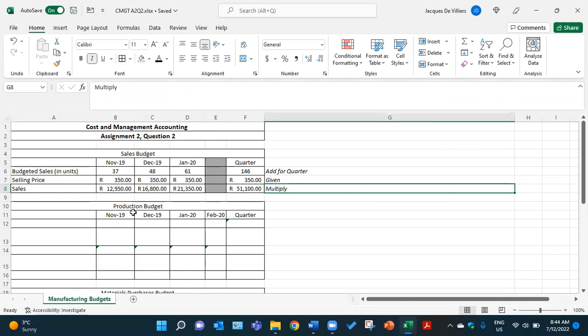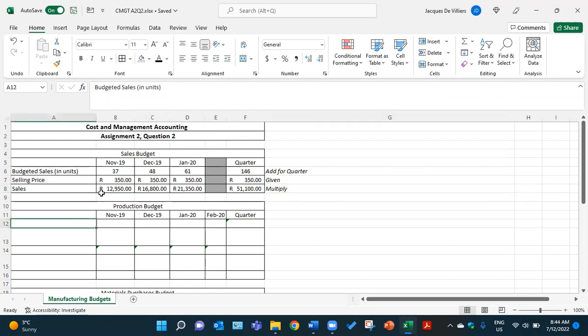Now we are going to move to our production budget. Let's see where we start. We start with our budgeted sales again. Same thing that we had at the top there, but now we include February. And of course, we add it for the quarter again.